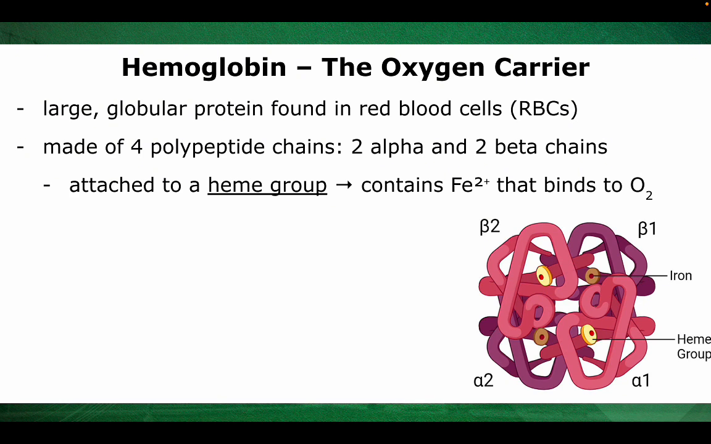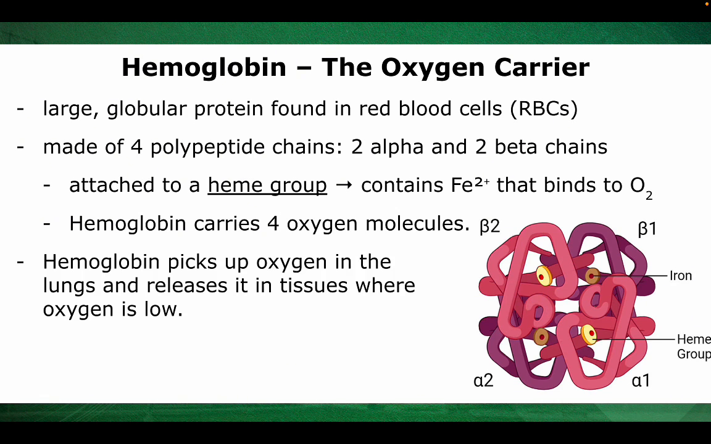So that iron is key, because it binds directly to oxygen. Since there are 4 heme groups per hemoglobin molecule, each one can carry up to 4 oxygen molecules at once. This process is reversible.